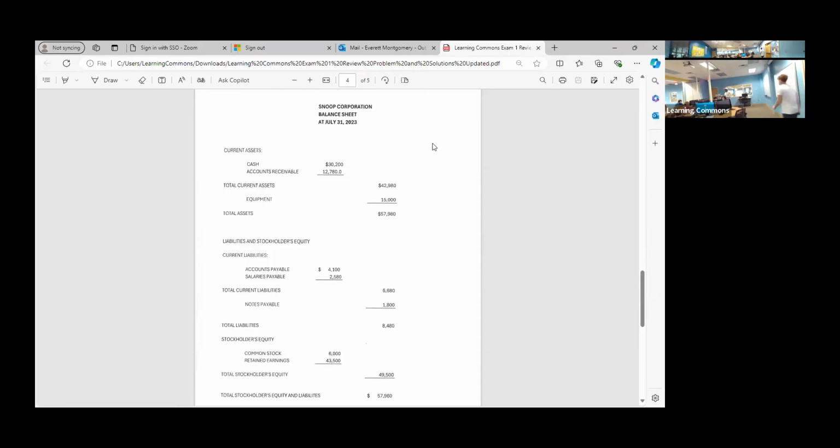So you got total current liabilities, and now notes payable is going to go below that, in its own section. And it's non-current. Someone asked, does accounts payable usually go before notes payable? Generally it does, yeah.